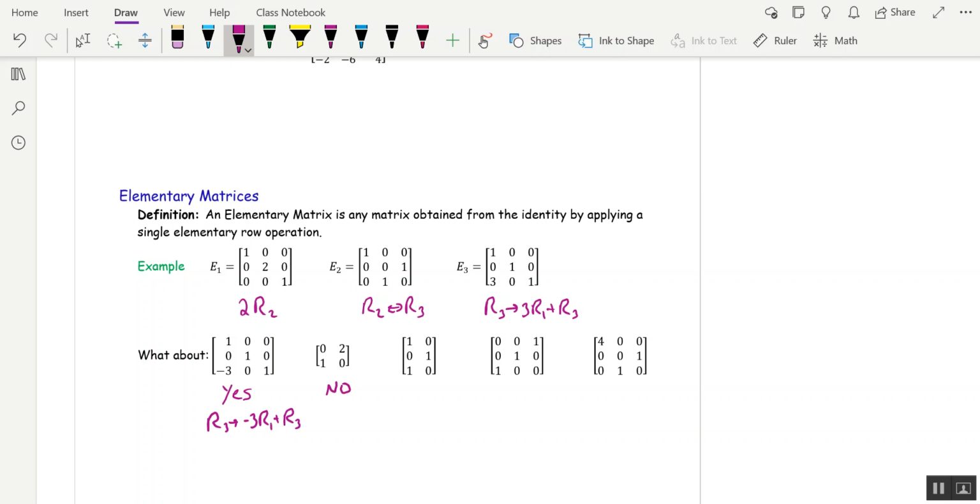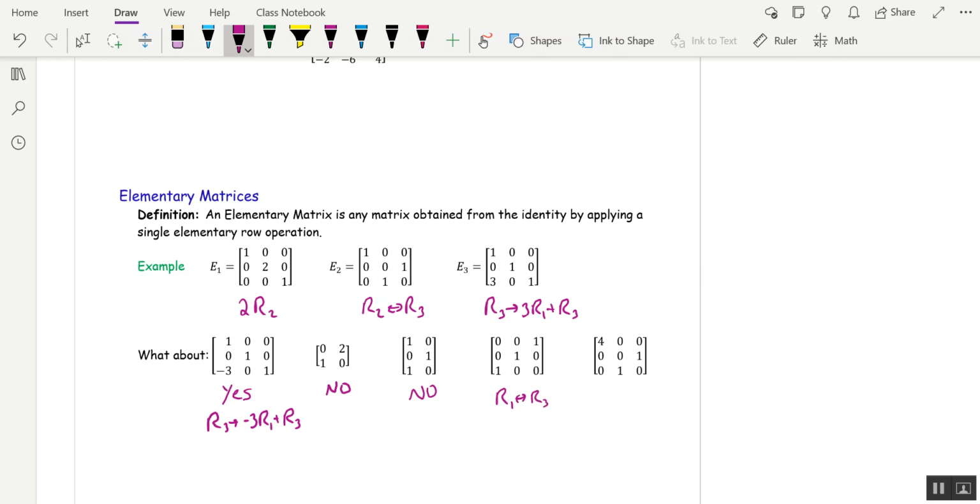because 2 row operations had to happen on the identity. First, you had to swap rows 1 and 2, then you scaled row 2 by 2. Or scale and then swap. It doesn't matter the order, but that takes 2 row operations to get to that guy, so that's no. This one's a no-brainer because it's not square. If it's not square, it's not elementary because you have to start with the identity. This guy, yes, this is a swap of row 1 and row 3.